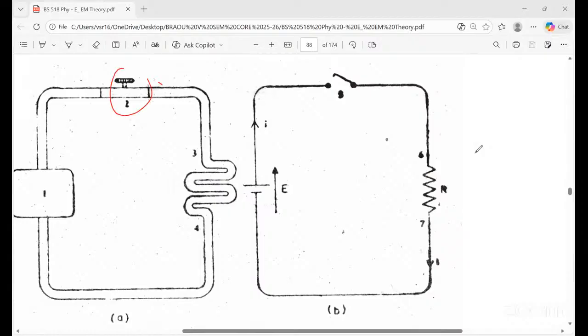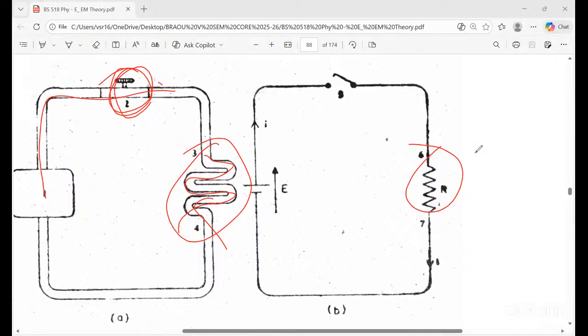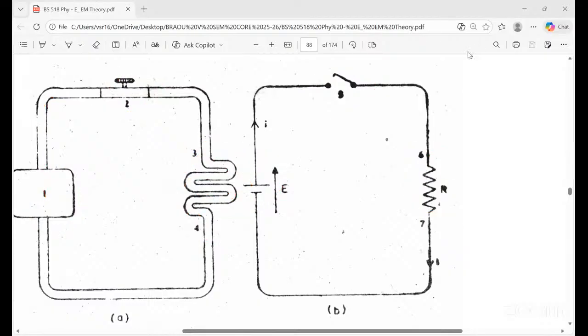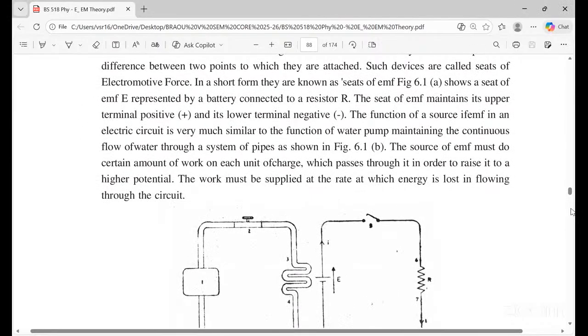But in this case, you can have the tap here, with water flowing in this direction through the pipe. This zigzag pipe looks like a resistor, and the tap, open and close, acts like a switch. This is the source here. Both are the same, but with respect to water, this is how the current flows in a circuit, as you have discussed.